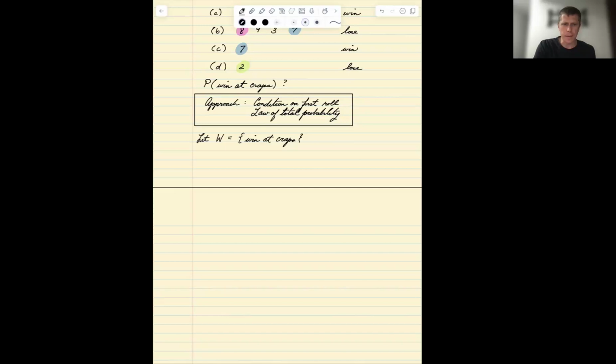And how are we going to do that? Let W be the event that we win. And going back to notation we've used before, let T_i be the event that the first roll has a total of i.